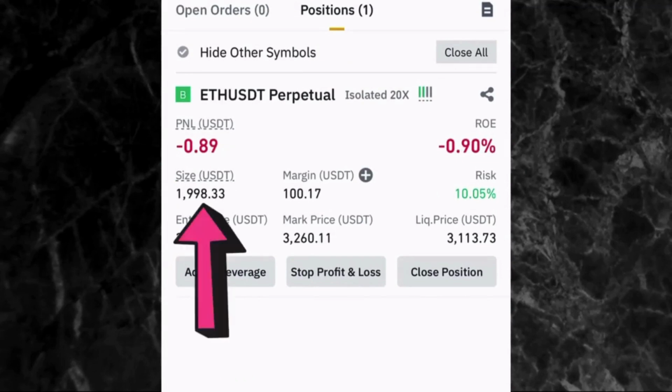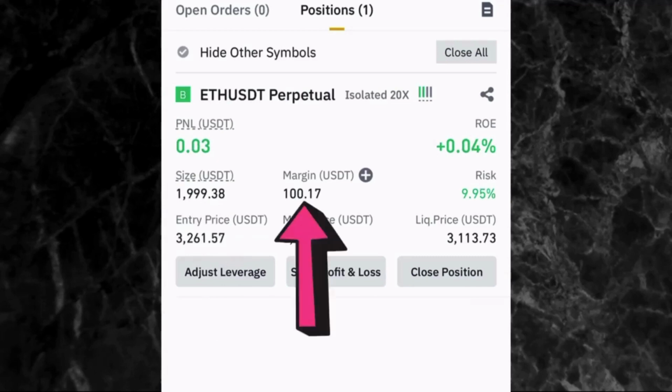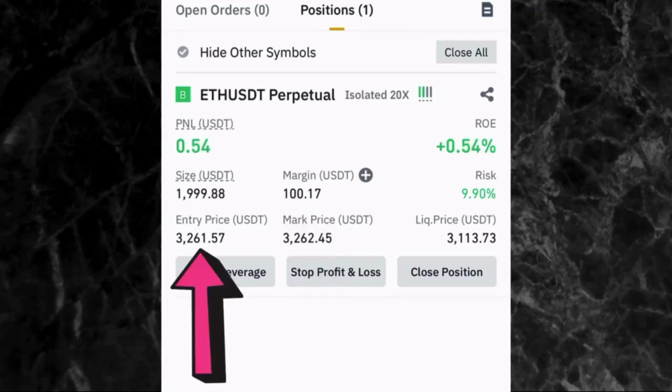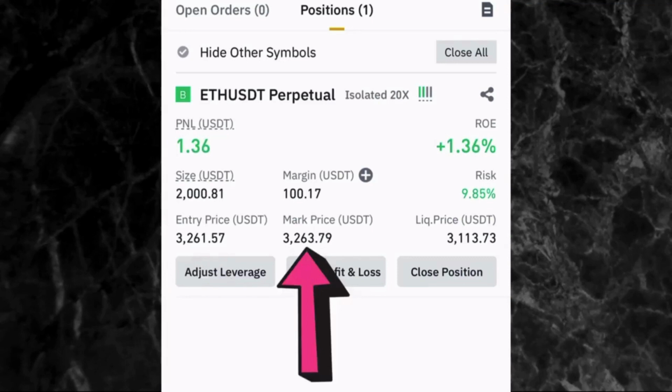Now, you can see the size means the amount of USDT we have used to enter this trade, which is about $2,000. This is 1,999, which is approximately $2,000. And then the margin is the amount of money you use to enter the trade, which is $100. And then you can see where you have entry price (USDT). That's the price you entered this trade. So we entered this trade at $3,261. And then where you have mark price, it's showing you the current price of ETH, which is now at 3,364 USDT.